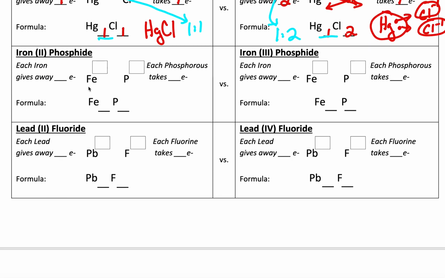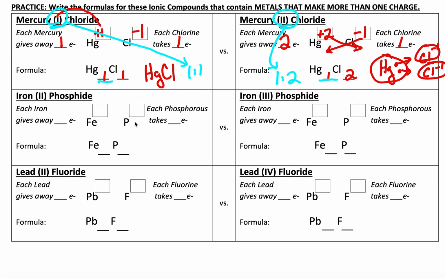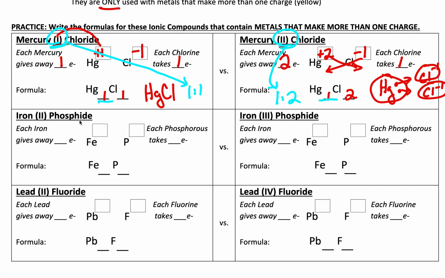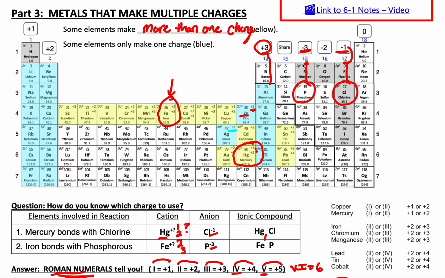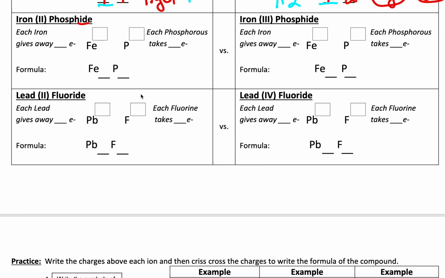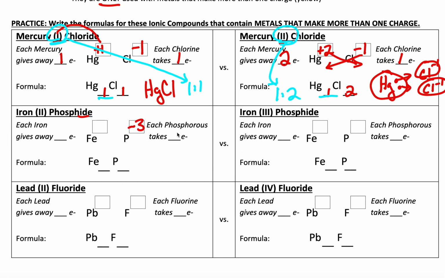All right, iron 3 phosphide. Let's deal with phosphorus first. Phosphide, remember we changed the ending of all the elements to "ide." Phosphide is really just phosphorus. Phosphorus always makes a -3 charge. So we're going to write -3. Why? Because it's going to get 3 more negative electrons.